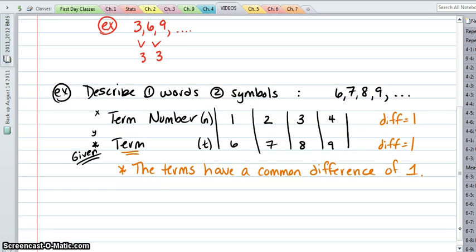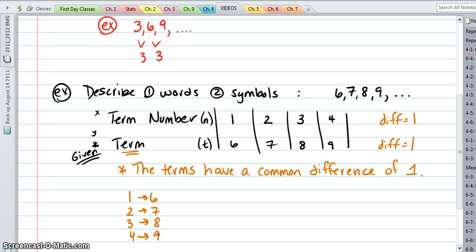So how would we describe this in symbols? Well, in order to figure that out, we need to know what's going on between the term number and the term. So here's where we want to find a relationship. You might need to guess and check a little bit to figure out the relationship, but basically you want to figure out how do you get from 1 to 6? How do you get from 2 to 7? From 3 to 8? From 4 to 9?